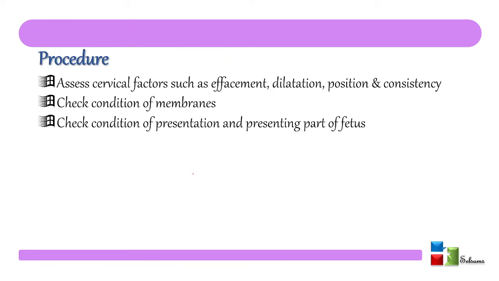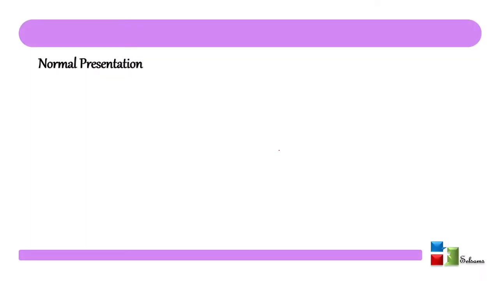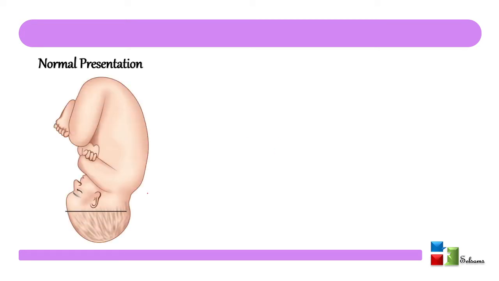Okay, check for the conditions of the presentation and the presenting part of the fetus. What do you mean by presentation? The lower pole of the uterus, whatever the fetal part is there, that is called presentation. So this is a normal cephalic presentation. It is cephalic presentation. Mal, the word mal itself says it is abnormal. Okay, abnormal presentation will be the face presentation. The face will be the first part to deliver, and the eyebrow will be the first part to deliver.